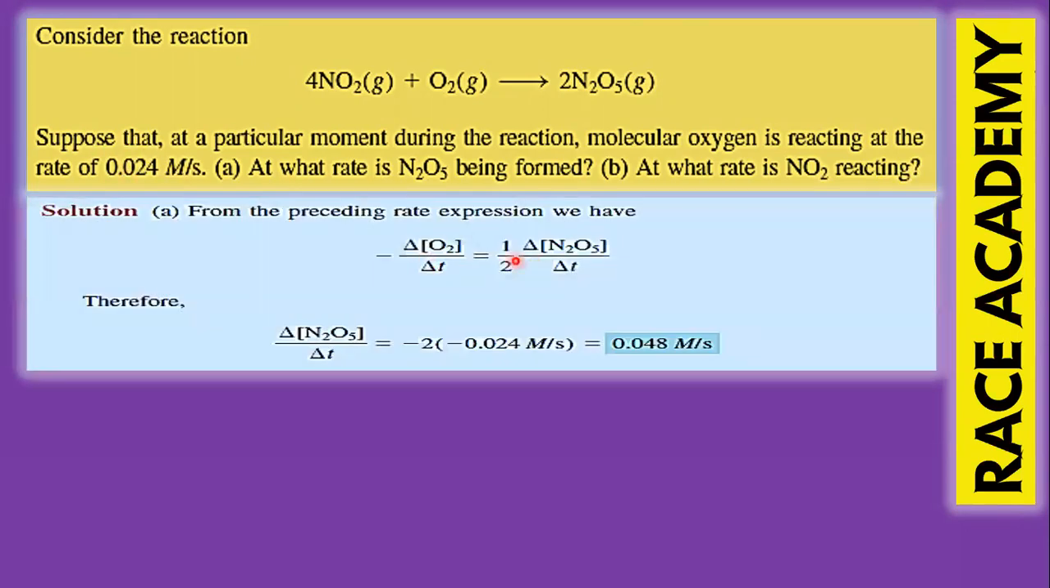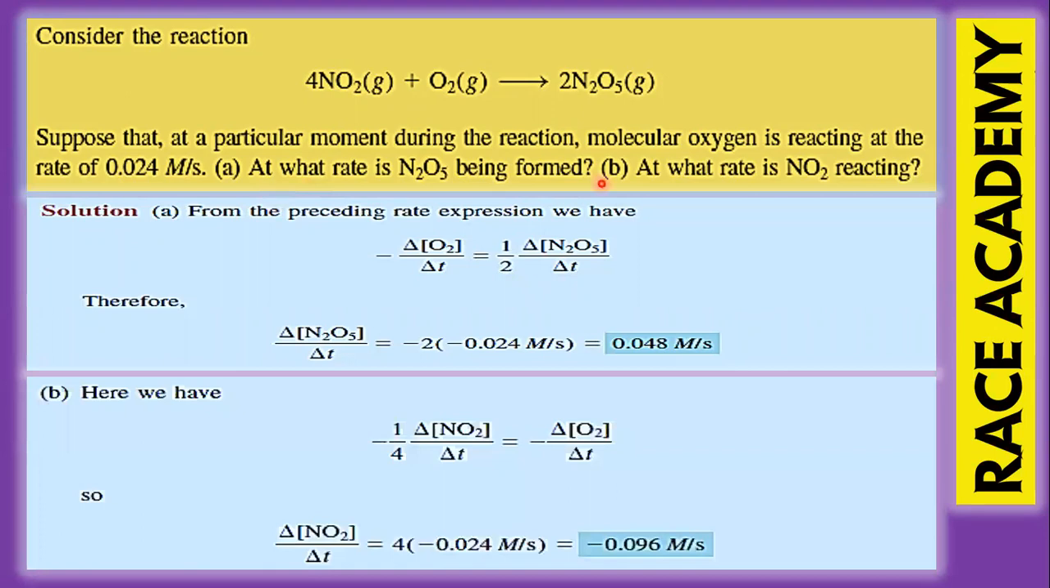So the oxygen rate is given. Using the oxygen and N2O5 stoichiometric rate expression, minus delta [O2] by delta t equals 1 by 2 delta [N2O5] by delta t. So the given oxygen value is substituted in this expression. The 2 will be multiplied, 2 into this value, and we got 0.48 molarity per second as the N2O5 rate, that is the appearance of N2O5 in this reaction.